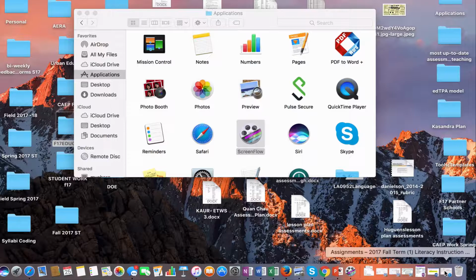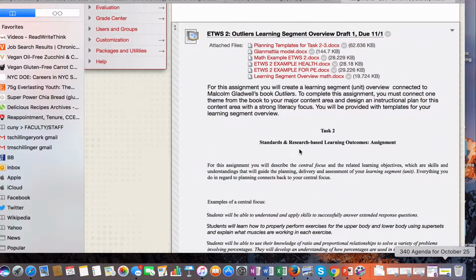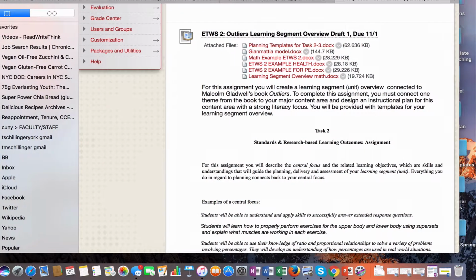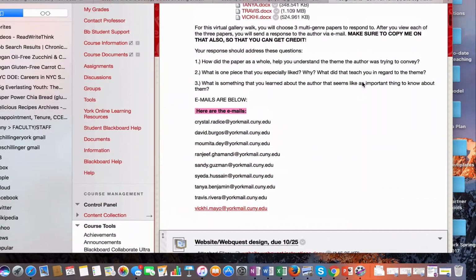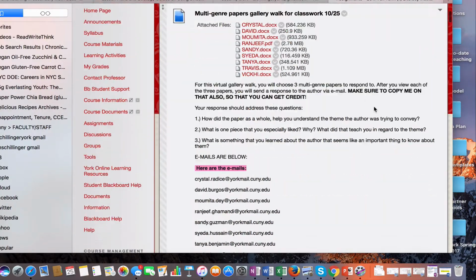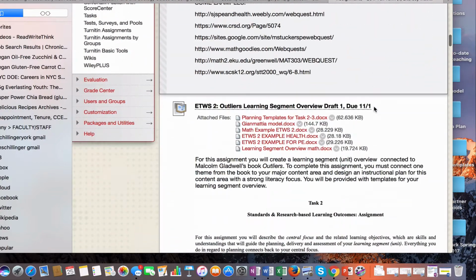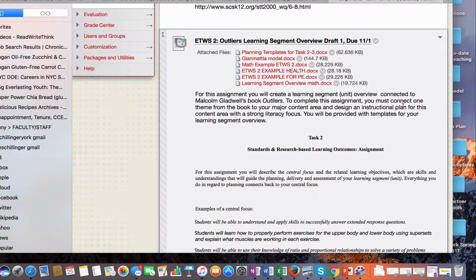We're going to go up to the Blackboard page, and you're going to see that this assignment is 4 assignments down. It's called the ETWS, which stands for Effective Teacher Work Sample 2. And this is where you're going to create your learning segment overview.